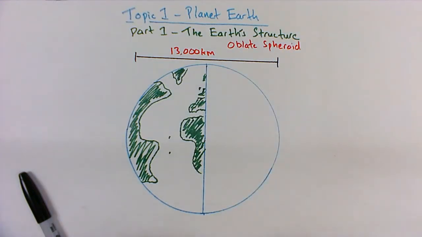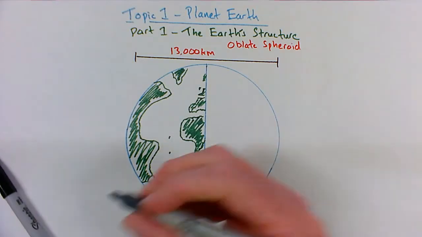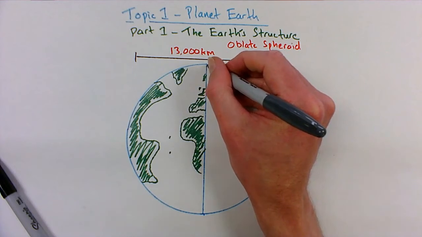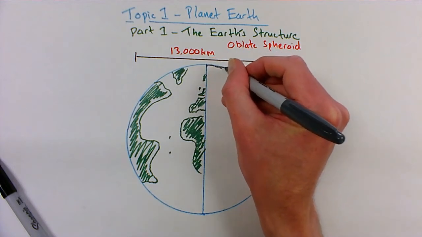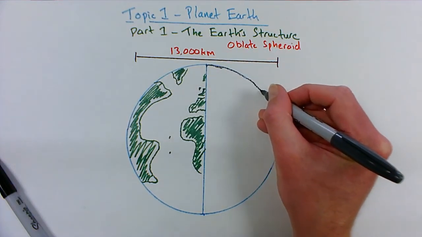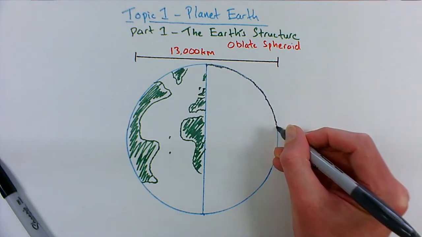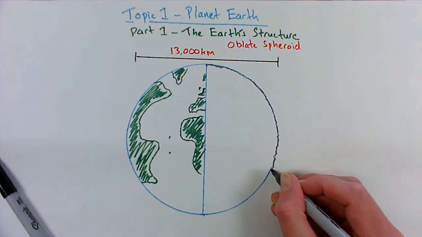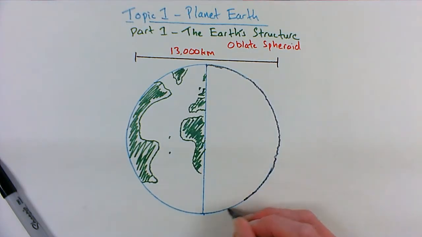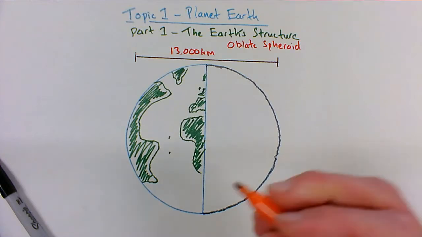Oblate spheroid. Now, we need to know about the structure of the Earth, so what it's made up of. I've got my cutaway diagram here, and the first thing I'm going to draw on is the crust. The crust is really quite thin compared to the full diameter of the Earth, so it's only going to be a little bit of pen work here, just to make that look a little bit thicker. That is our first part, the crust. I'll label that up as the crust.